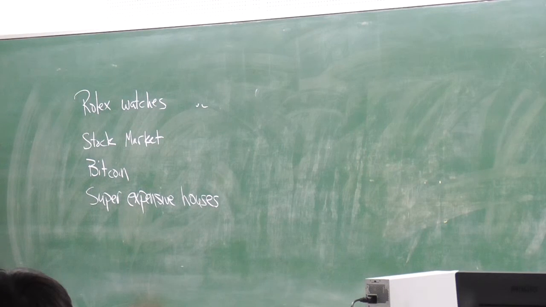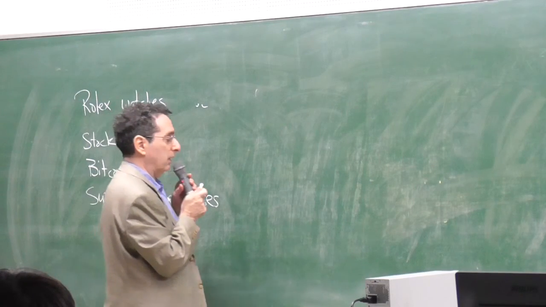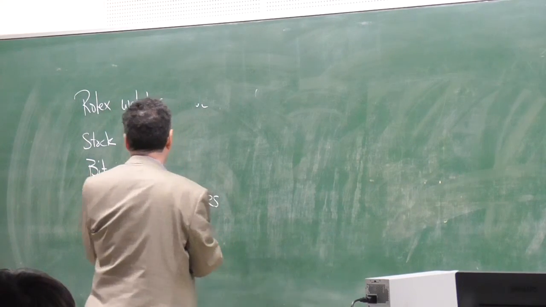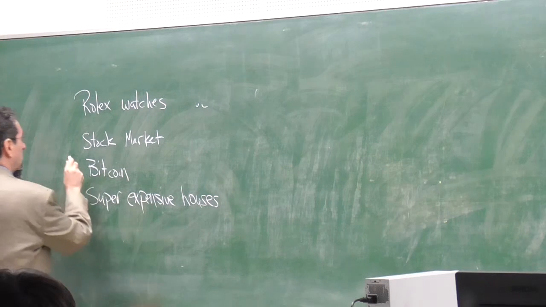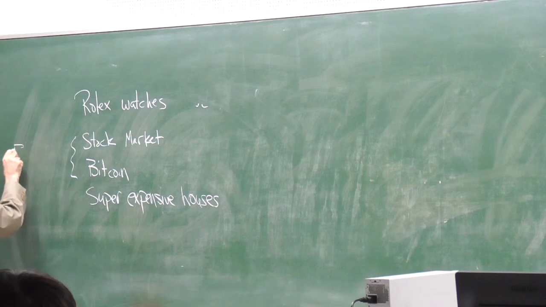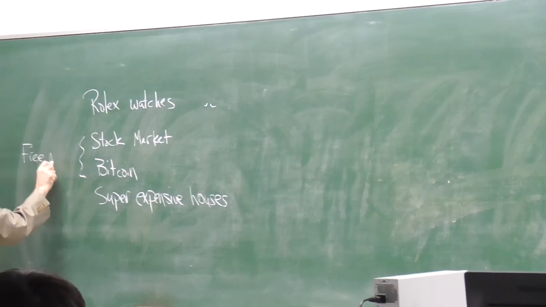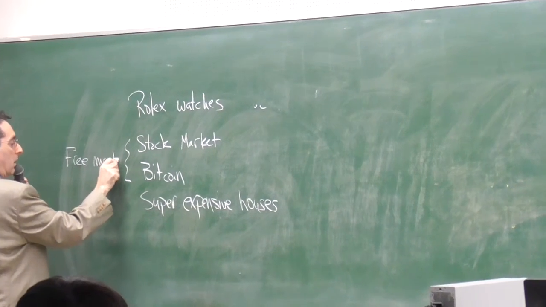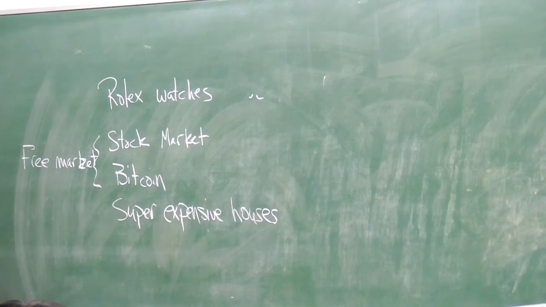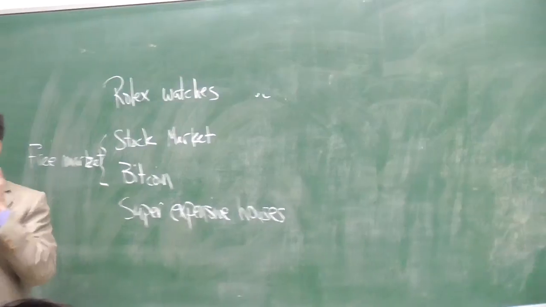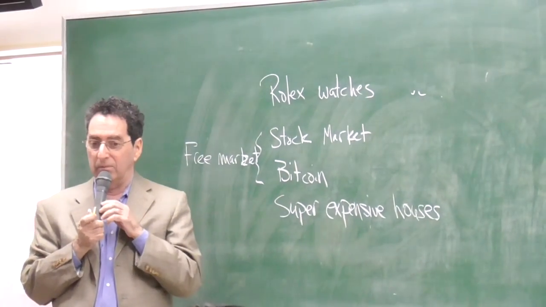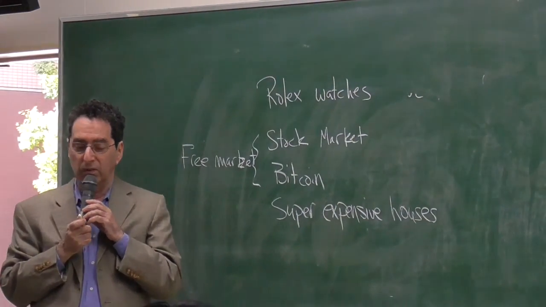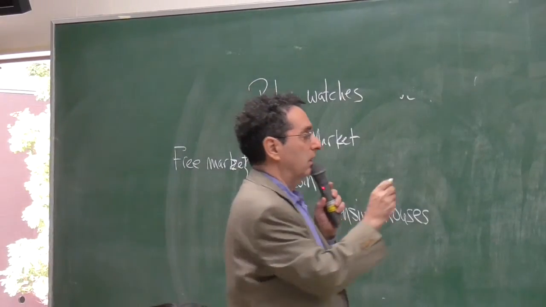Okay, so Rolex watches. They're relatively expensive, right? And these examples are what we call a free market. Let's suppose you're talking about Rolex watches.